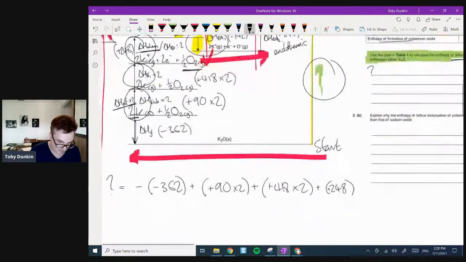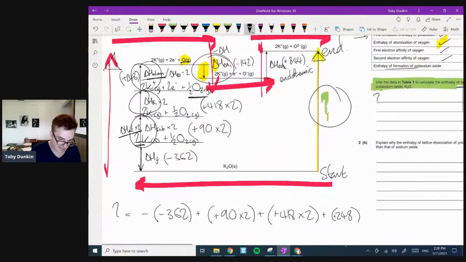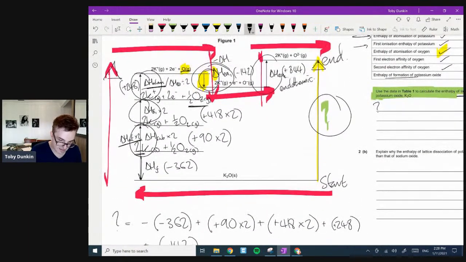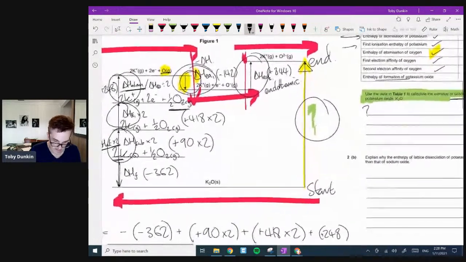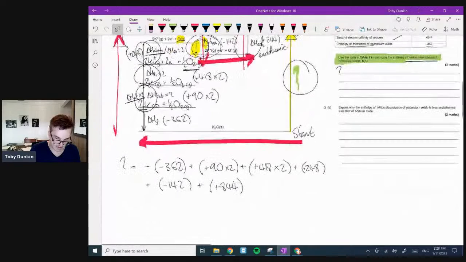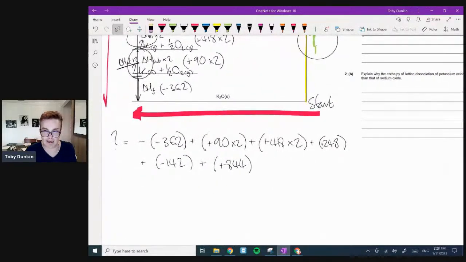There's no multiplier for that one because it was atomization. Then on to the next one. This one's going with me again, plus brackets, minus 142, no multiplier needed. Next one, this one's going with me, so this becomes a plus, brackets, plus 844, no multiplier needed. And then that brings us to the end. Type that directly into our calculators, exactly the way it is.